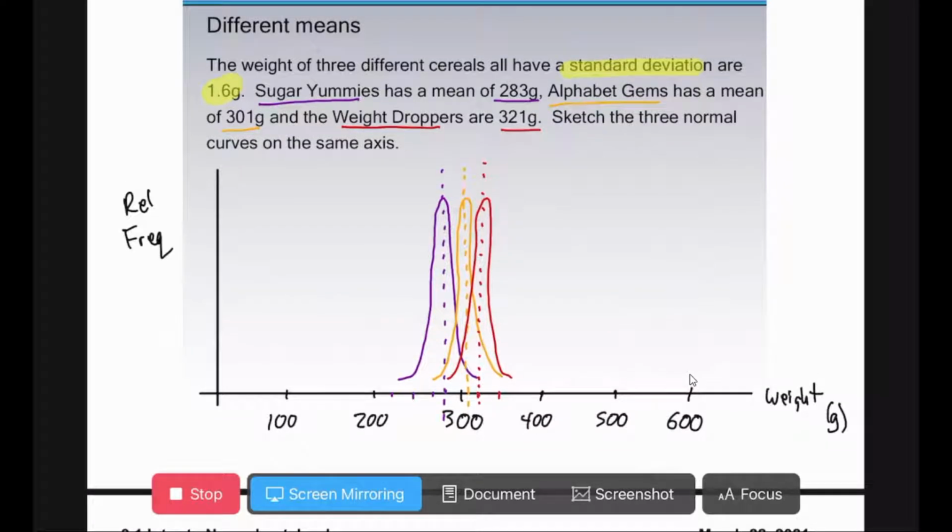Otherwise, we're going to point out now that when we have different means, the shape stays the same, because the only thing that's different is the mean. The standard deviation is the same. So we're going to have the same shape, but we're going to have a horizontal translation. We're just moving that shape to the left and to the right. Higher means obviously mean we're going to move to the right. Lower means mean we're going to move to the left.